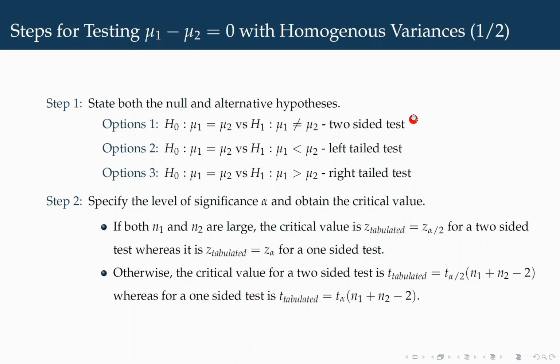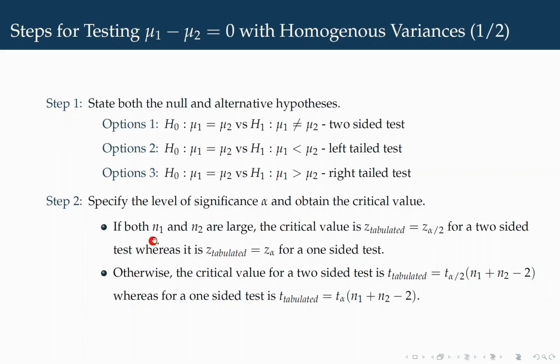Then first we need to state either of these three options, stating both the null and alternative hypotheses. Second, we need to specify the level of significance alpha, and we have to obtain the critical or tabulated value.